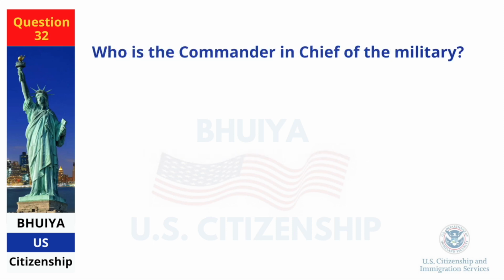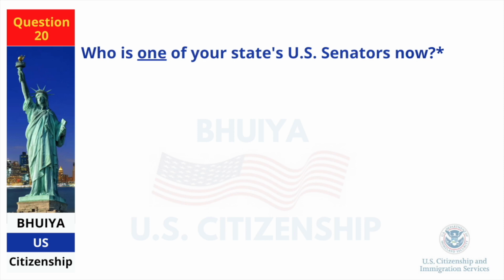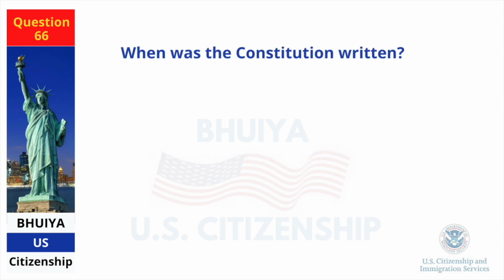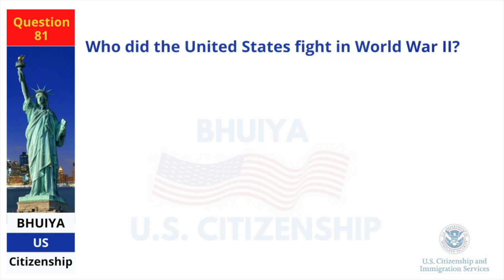Who is the Commander-in-Chief of the military? The President. Who is one of your state's U.S. Senators now? This answer will vary. When was the Constitution written? 1787. Who did the United States fight in World War II? Japan, Germany, and Italy.